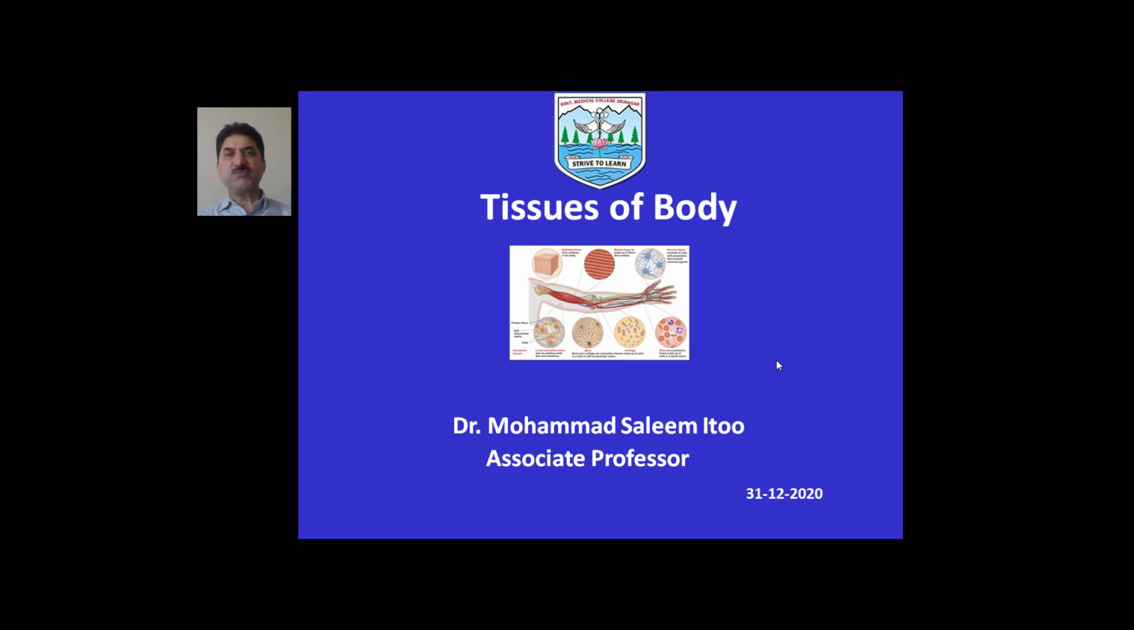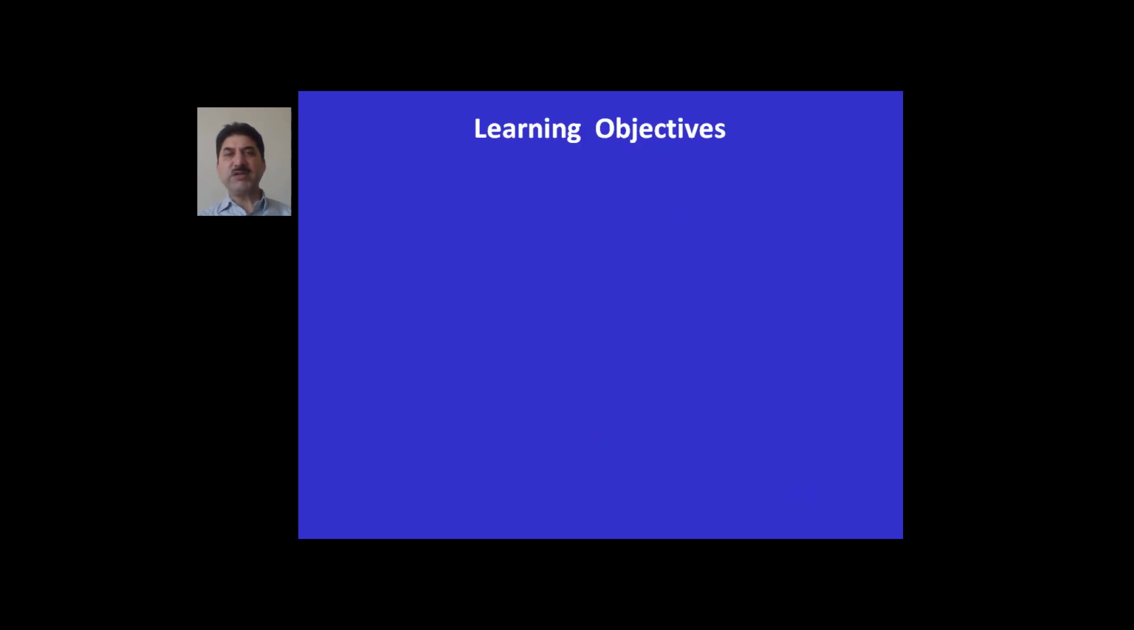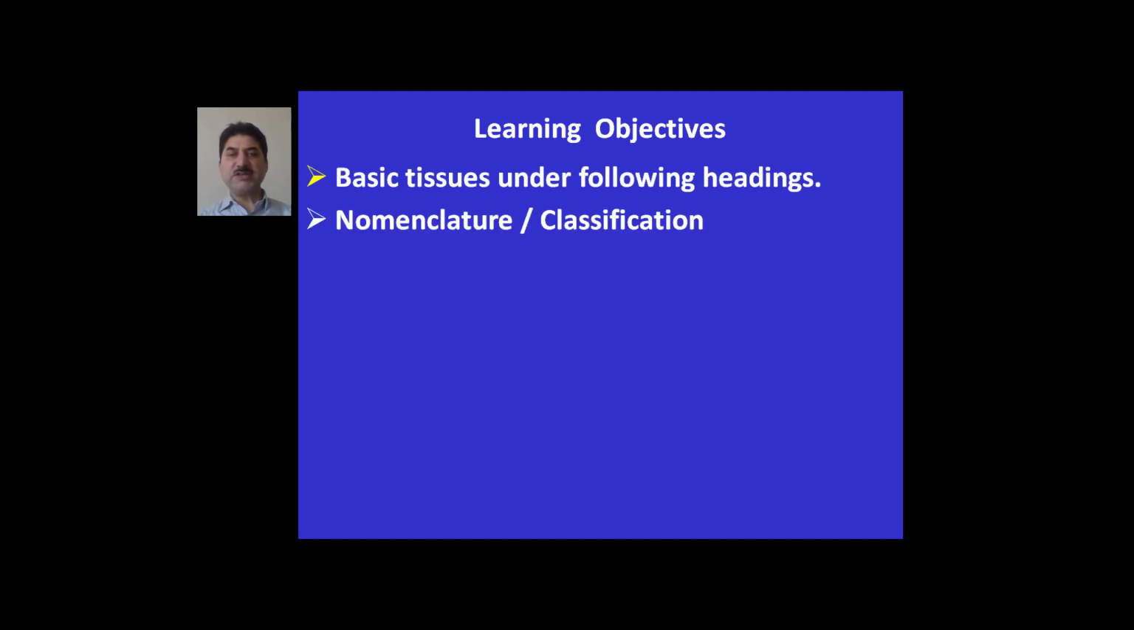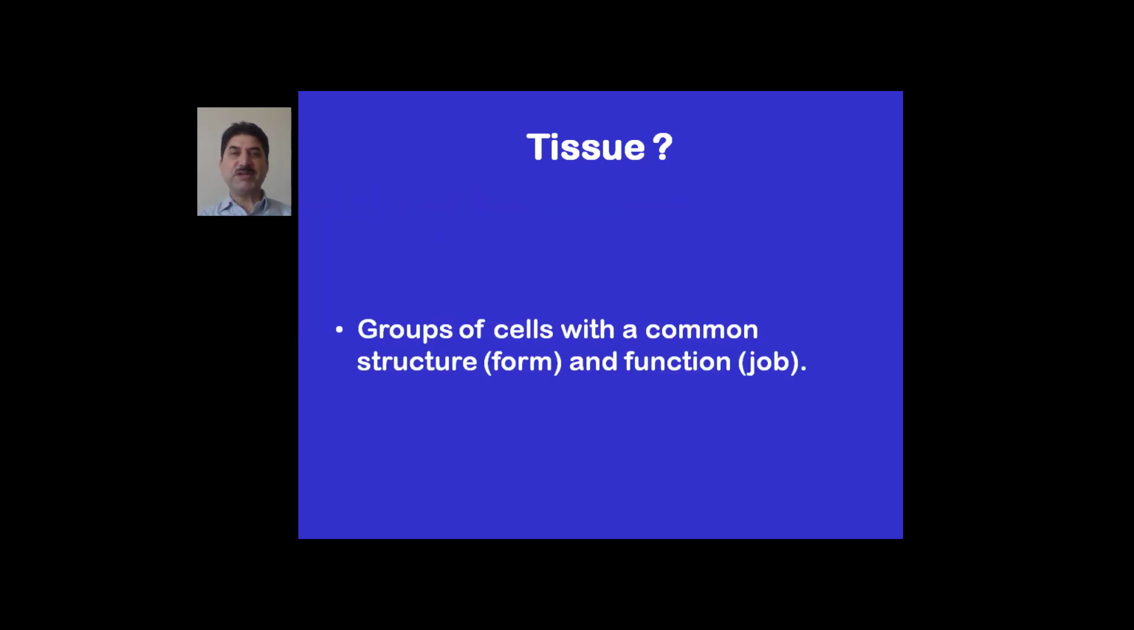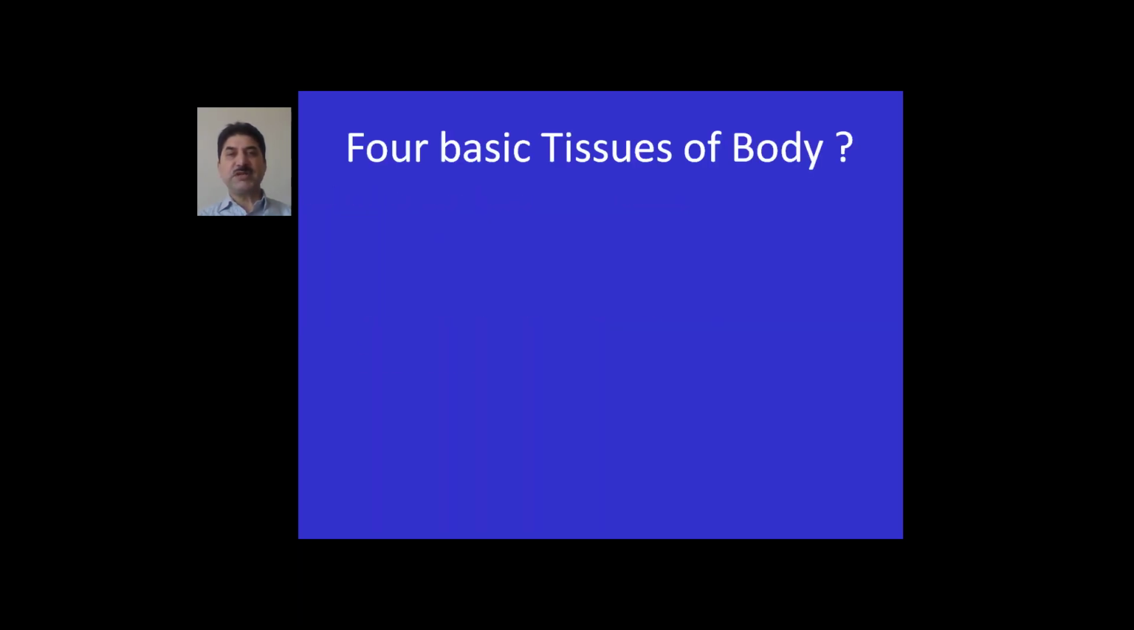The learning objectives for my today's class are: I will be describing tissues of the body under the following headings: nomenclature or classification of the tissues, structure and organization or arrangement of the tissues, and functions of the four basic tissues of our body. Let's first go to the definition of a tissue. It is defined as groups of cells with a common structure and function. There are four basic tissues of our body, named as epithelial tissue, connective tissue, muscular tissue, and nervous tissue.